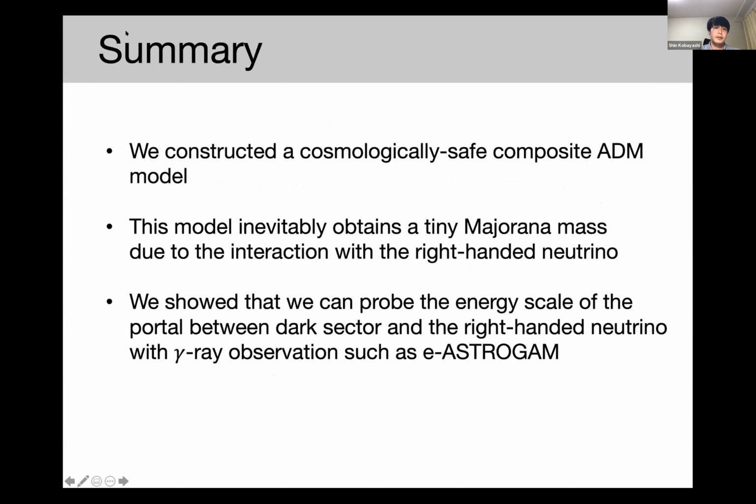So this is the summary of my talk. We constructed a cosmologically safe composite ADM model. And this model inevitably obtains a tiny Majorana mass due to the interaction with the right-handed neutrino. And we showed that we can probe the energy scale of the interaction between the dark sector and the right-handed neutrino with gamma ray observations such as e-ASTROGAM.